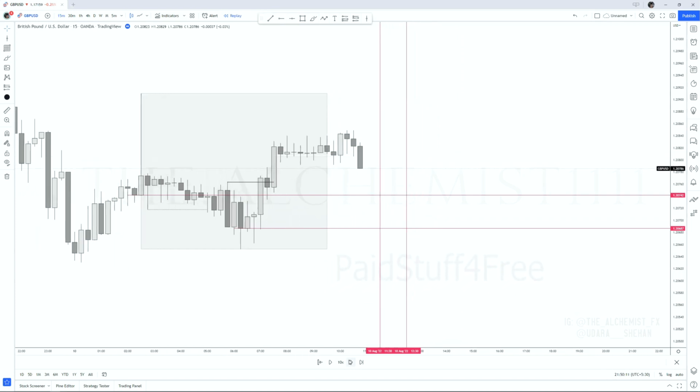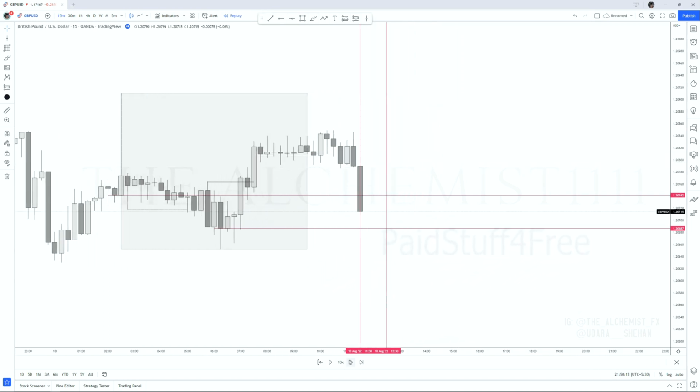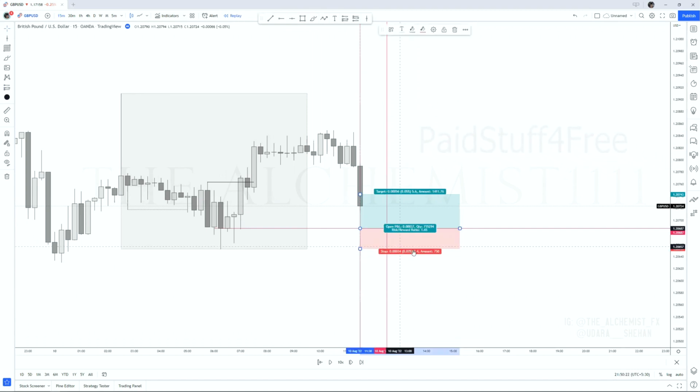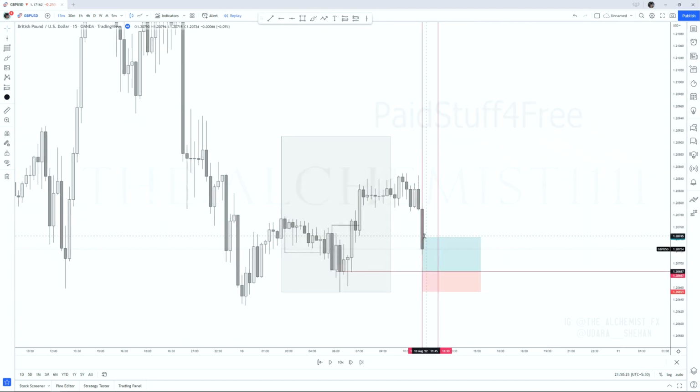There it comes. Now I'm waiting for reactions. No reactions. See that? It's running straight through it. So now what am I doing? Buying it from the rejection block. Stop loss below the strong low, 3.4 pips. And I'm targeting these highs.